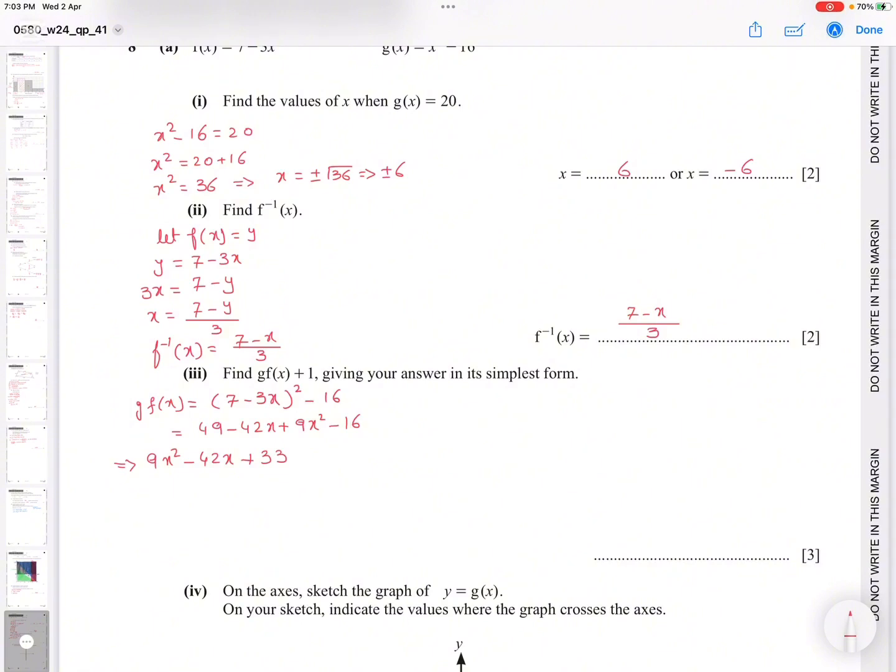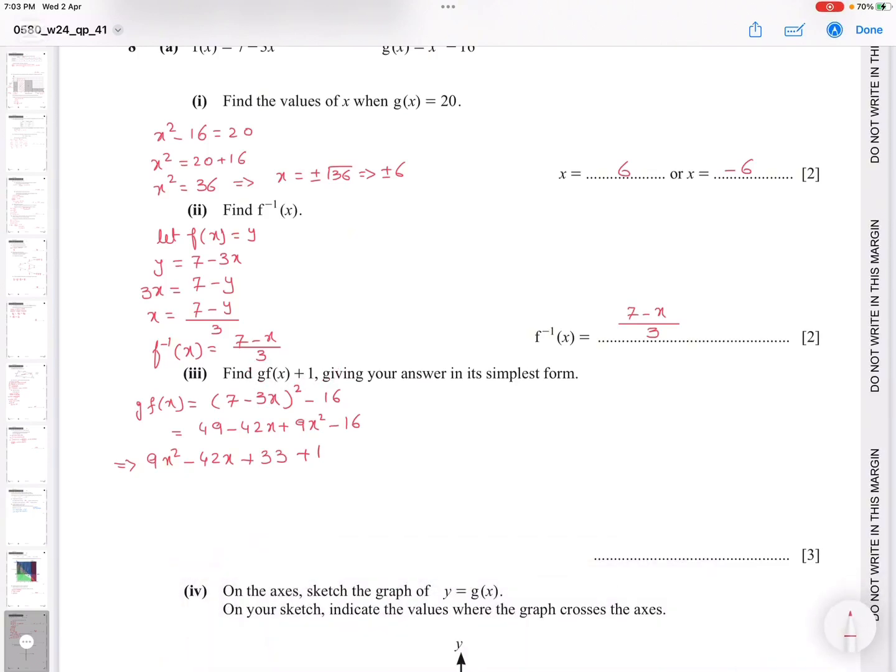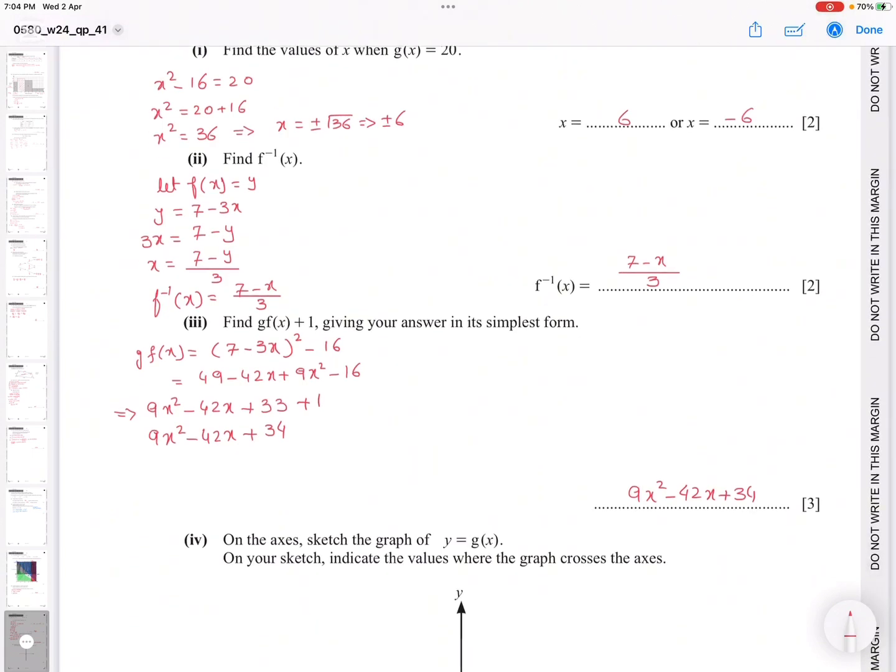Now, in the main question he said find g of f of x plus 1. So can I add plus 1 here? So this is actually, I have completed this statement of the examiner. Now I can further simplify this. So 9x squared minus 42x plus 33 plus 1. So your final answer would be 9x squared minus 42x plus 34. We cannot further simplify this one.